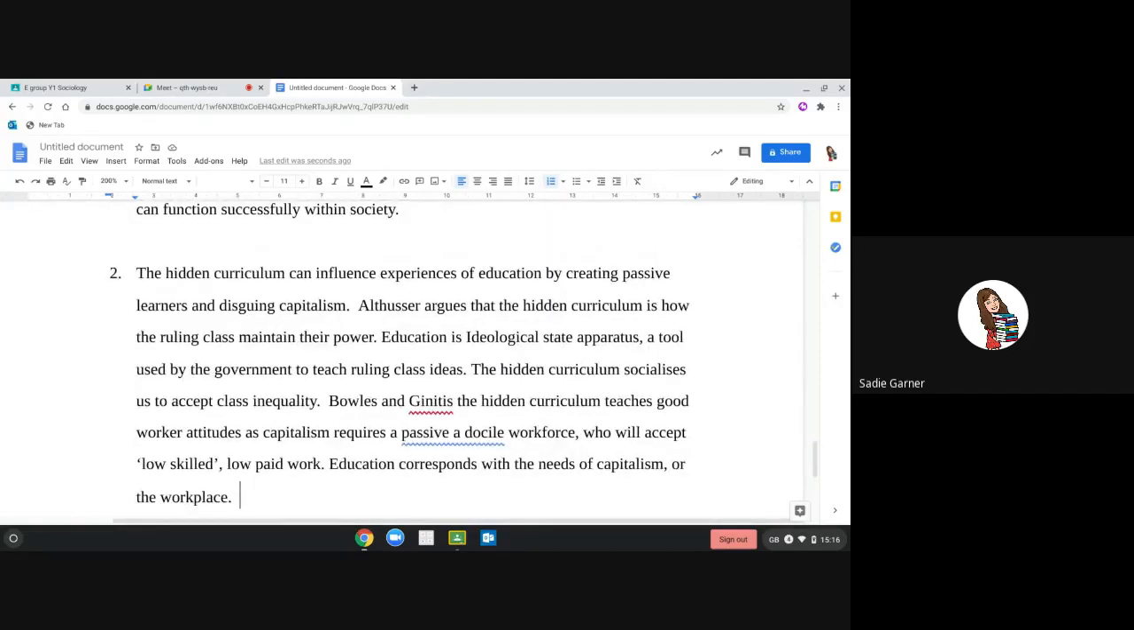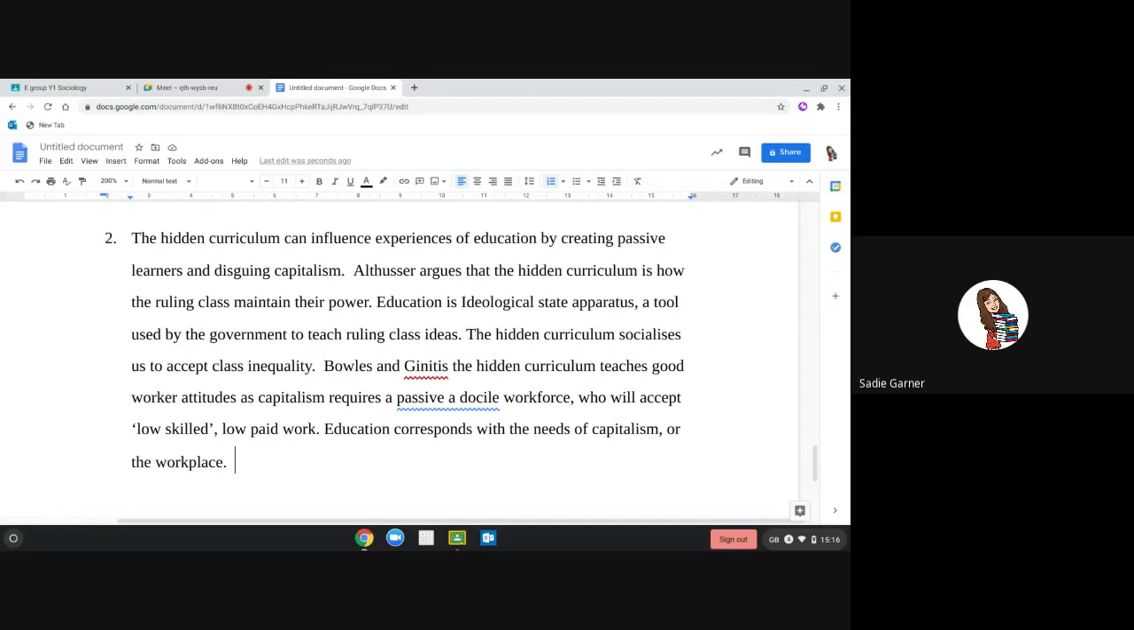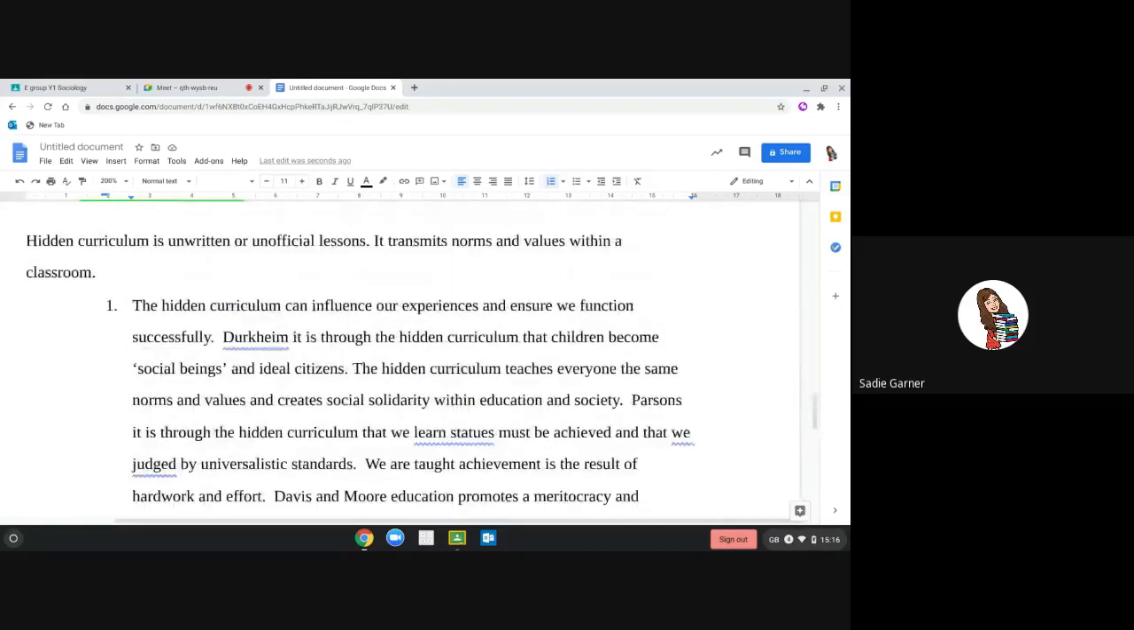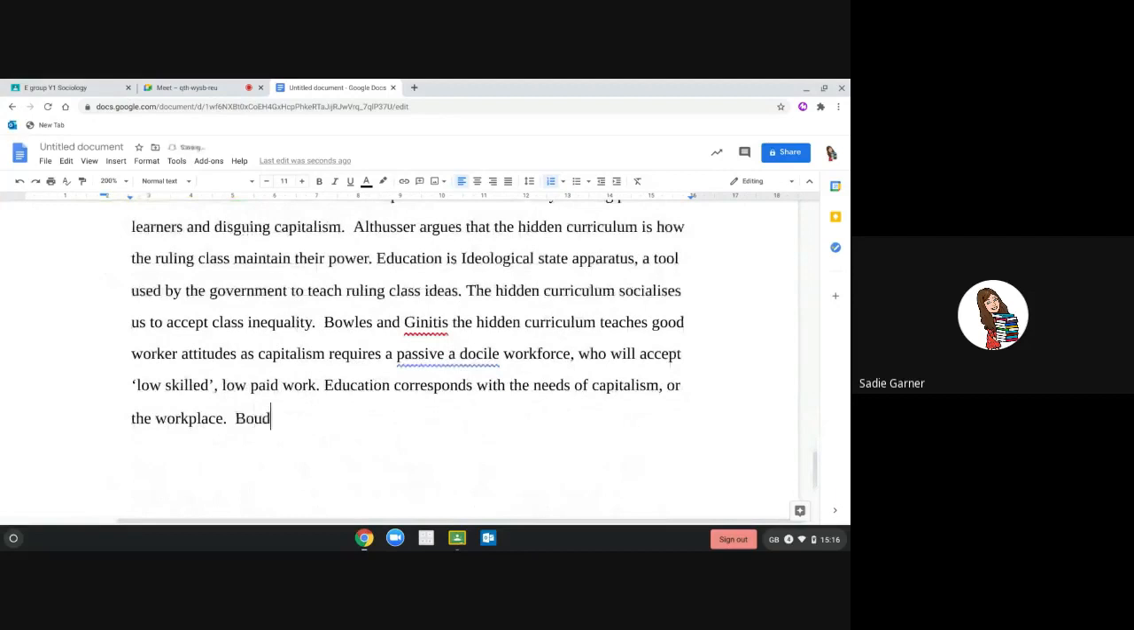Again, Bourdieu is not really relevant. Hidden curriculum, hidden messages. That's not true, really, actually. It's like just a point. It doesn't specifically mention hidden curriculum. But actually, for Bourdieu, it's via symbolic violence.